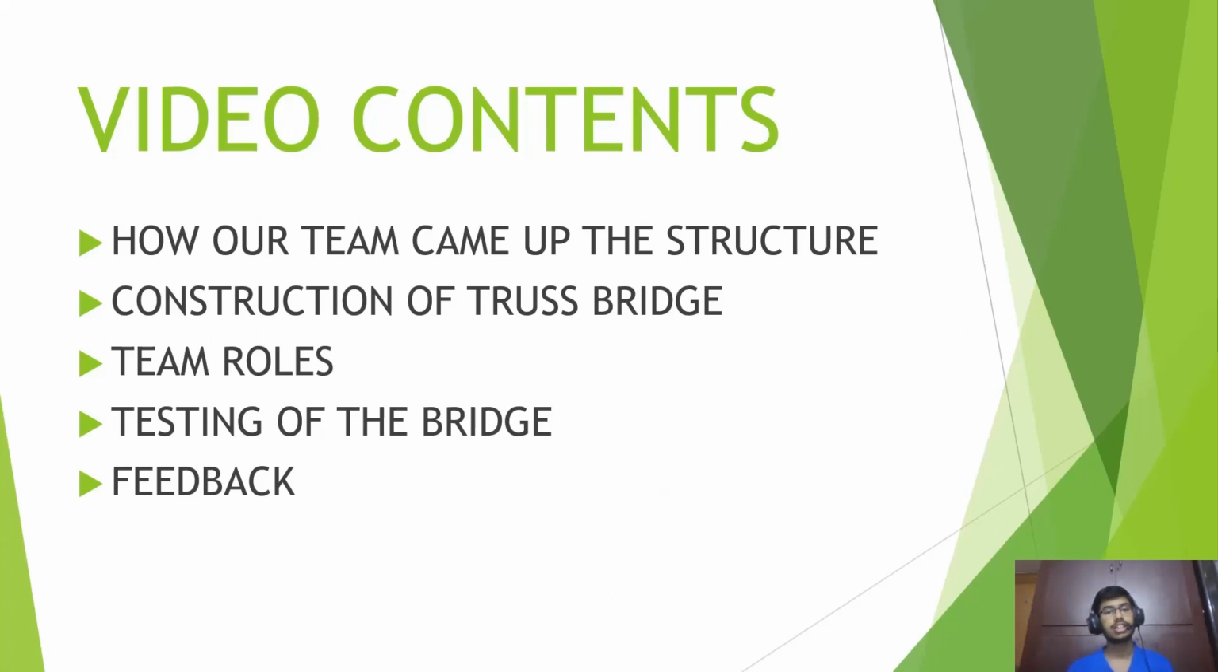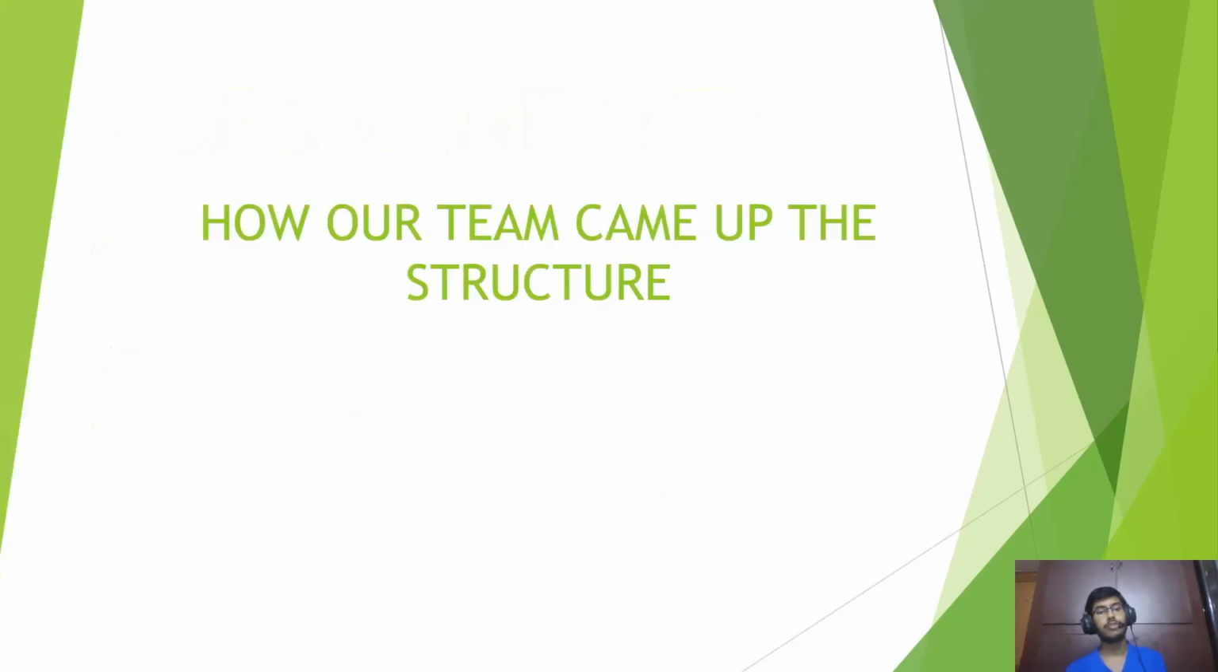The first content is how our team came up with this structure. We made this structure through a SkySiftapplication, and then we constructed the truss bridge. The second content is construction of the truss bridge. We construct the truss bridge with newspapers. Next I'm going to explain about the team roles and the testing of the bridge, and finally the feedback. Now let's go to our first content.